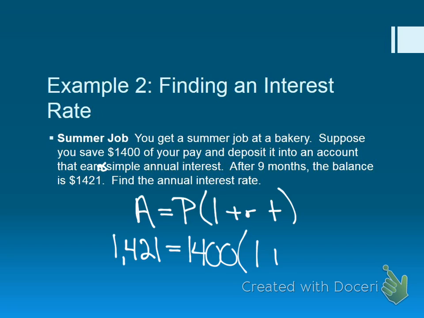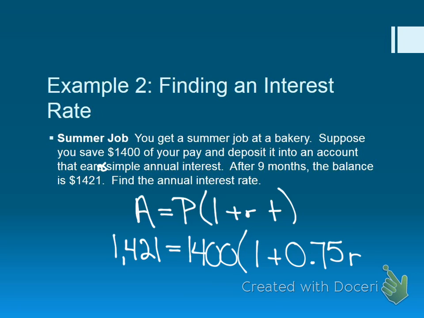Times 1 plus, do I know my R? Nope, I don't know rate. What is my time? Can I just say 9? No. What do I have to do? Fraction. I gotta make it into a decimal. 9, what would I divide 9 by? 12. 9 divided by 12. 3, 4. Make it a decimal. 0.75.